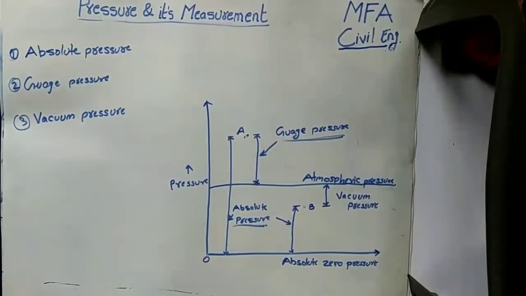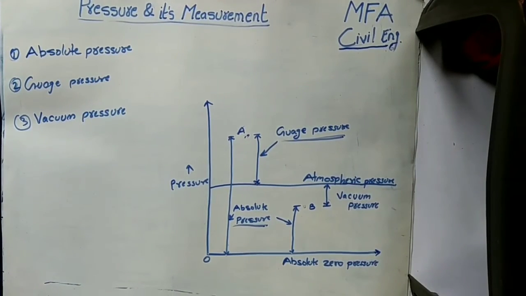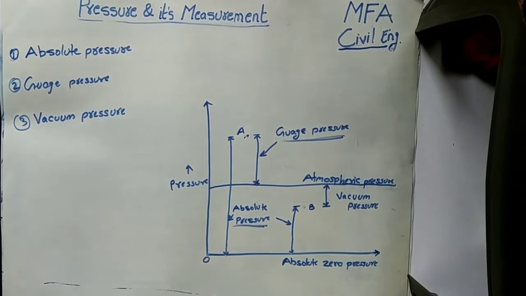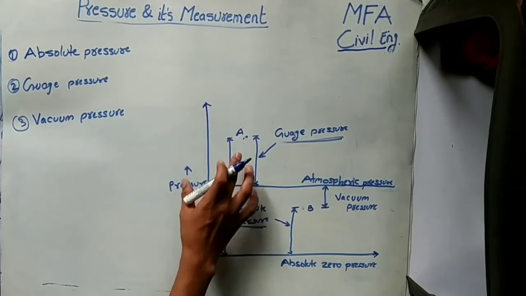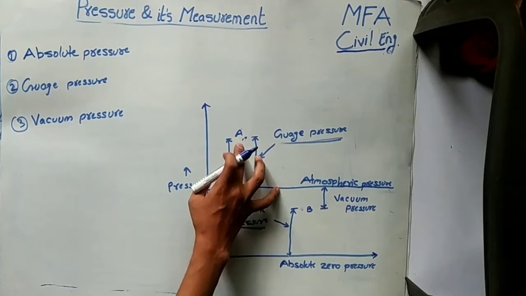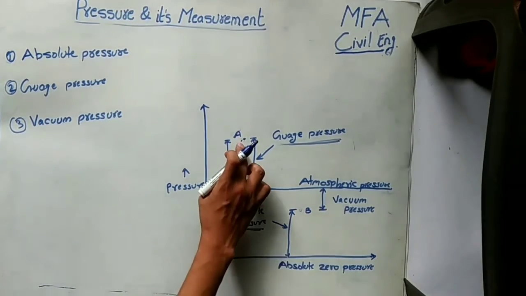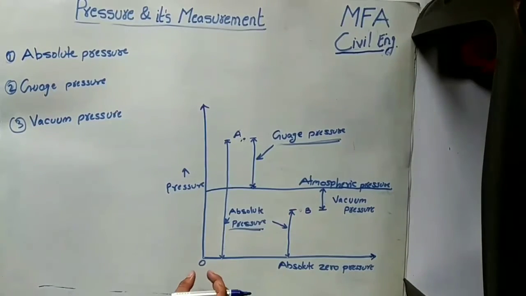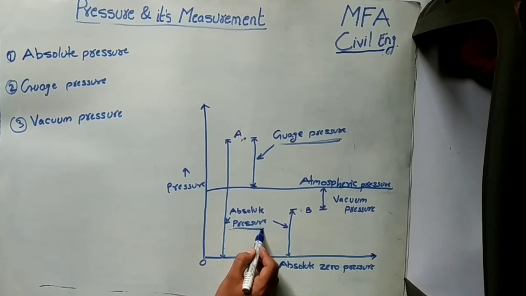Now let's understand the various systems of pressure. First is the absolute pressure. Absolute pressure is defined as the pressure which is measured from absolute zero or the vacuum pressure. Consider we have two pressures, A and B. A is more than the atmospheric pressure and B is slightly less than the atmospheric pressure. When we measure the pressure of A and B from absolute zero, then this pressure system is called the absolute pressure.